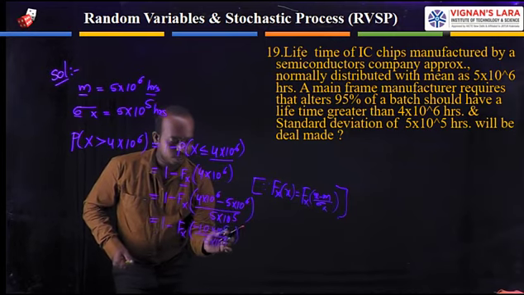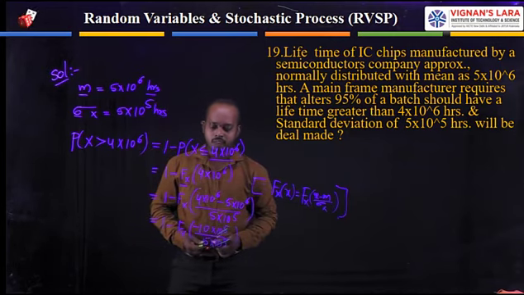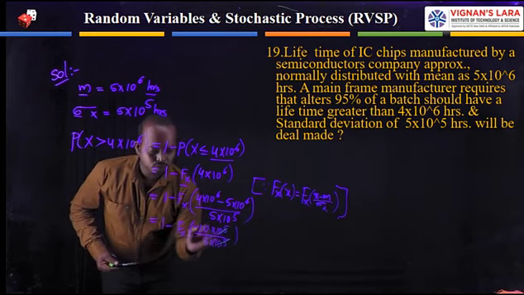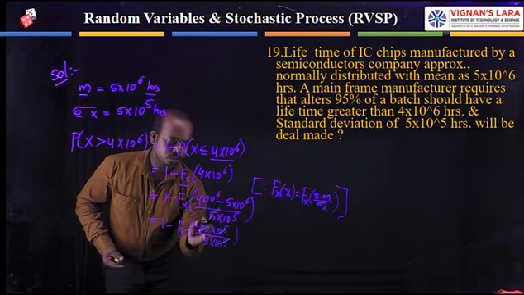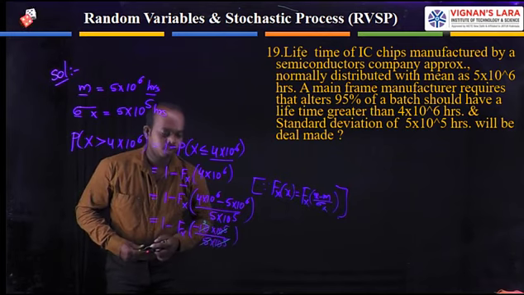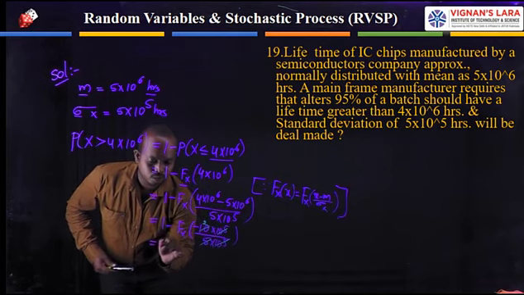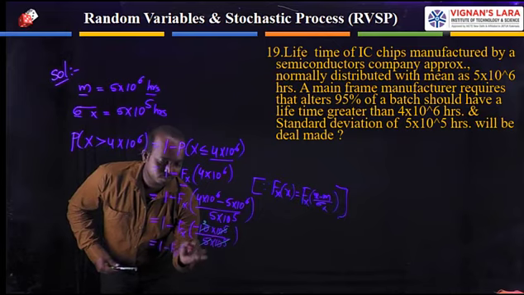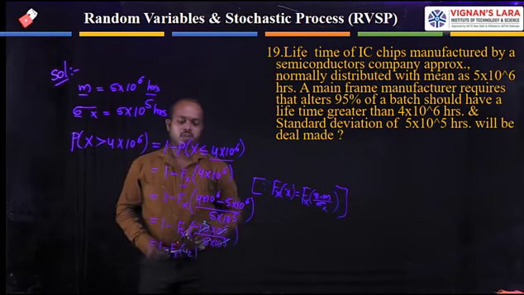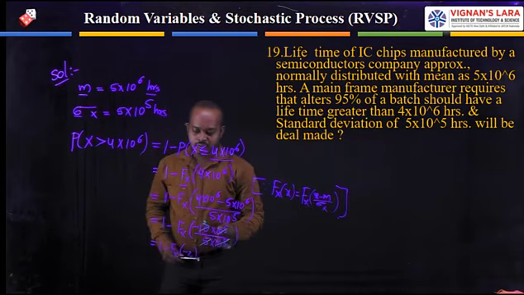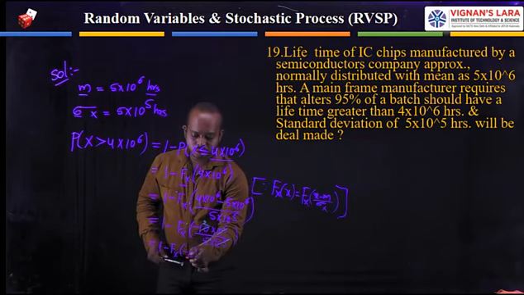10 power 5 and 10 power 5 both are cancelled. The remaining are the 10 and 5. The 10 is cancelling 2 times with 5. The remaining values are 1 minus Fx of minus 2. Fx of minus 2 quantity we are having. Here the quantity is a negative number.